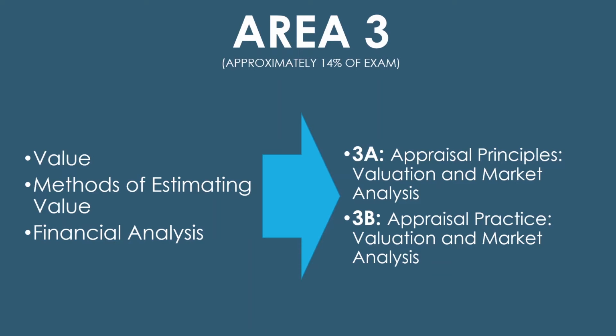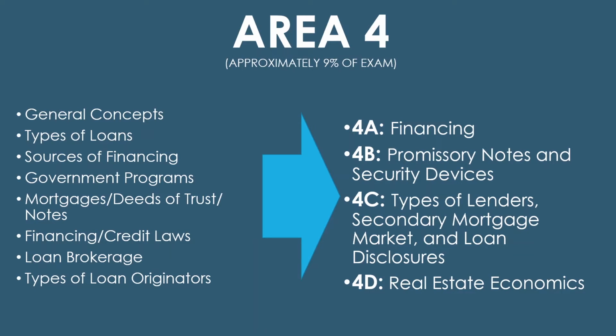So financing is a huge section, but it's only 9% of the exam, approximately though. Of course, you might get a version that's heavier in it. You don't really ever know. But there's a lot to it, and we break it down into 4 sub areas. So we take the general concepts of financing, types of loans, sources of financing, government programs, mortgages, deeds of trust, notes, financing, credit laws, loan brokerage, and the types of loan originators. And we put this into 4 sub areas of financing, promissory notes and security devices, types of lenders, secondary mortgage market, and loan disclosures, as well as economics.